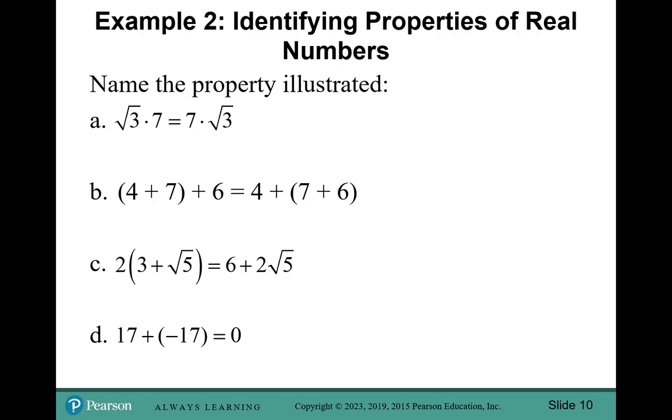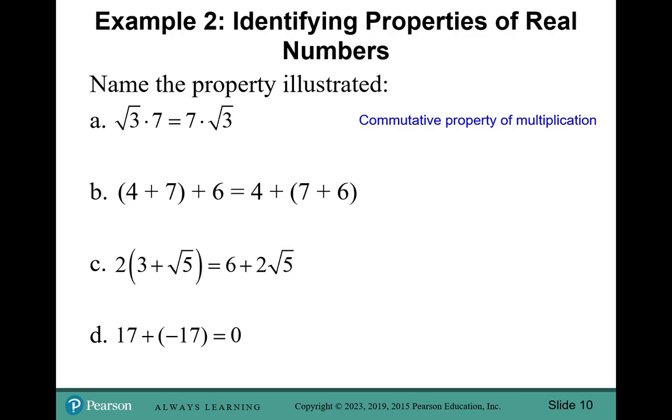Let us name the property that is illustrated. Here we have the square root of 3 multiplied by 7, and that is equal to 7 times the square root of 3. You can easily identify that it's some type of multiplication property. Here, this is the commutative property of multiplication.